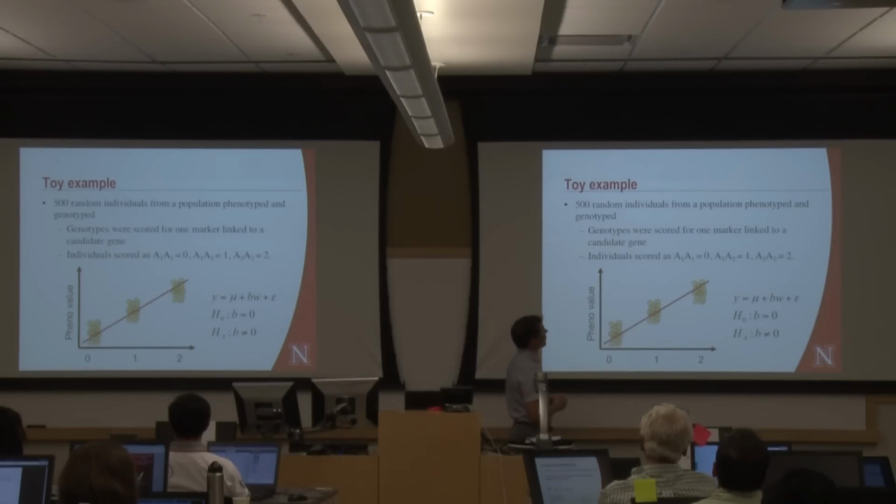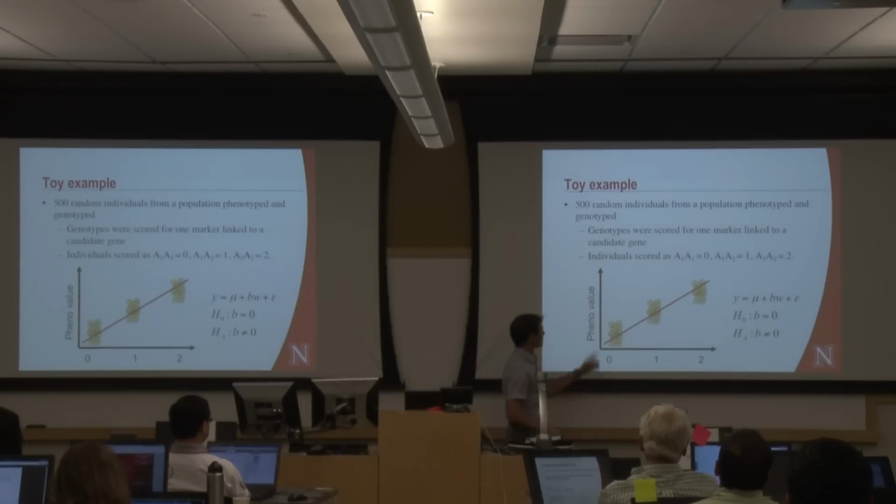And we score that marker, and every individual that's homozygous for A1, we're going to call 0. Everybody who's heterozygous, we're going to call 1. And everybody who's homozygous A2, we're going to call a 2. So the 0, 1, and 2 basically represent the allelic dosage of the A2 allele.